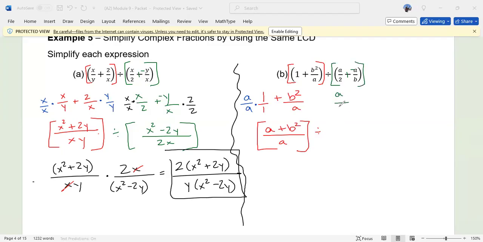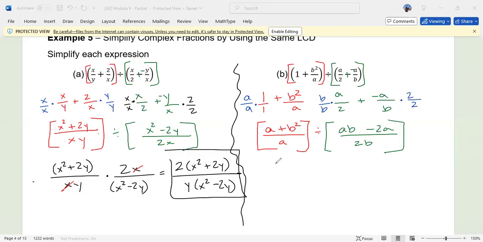Now let's go ahead and do our right one. I've got a over 2 plus negative a over b. We're going to need to multiply both of these. Let's go ahead and multiply this one by b over b, and this one by 2 over 2. Let's go ahead and simplify these here, multiply them out. I'll have (ab minus 2a) all over 2b. And let's go ahead and simplify this.